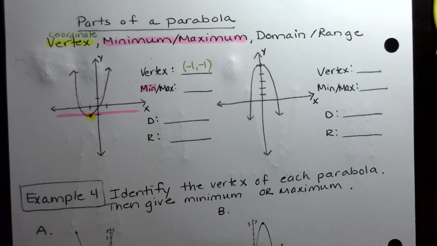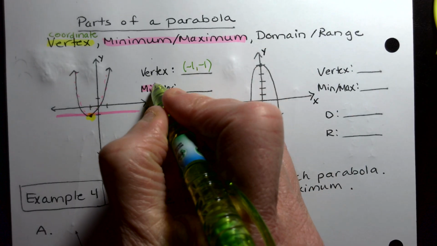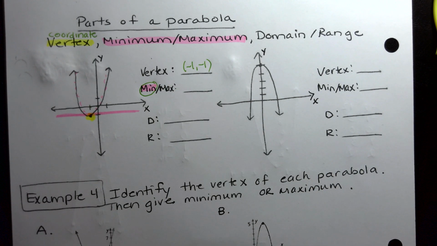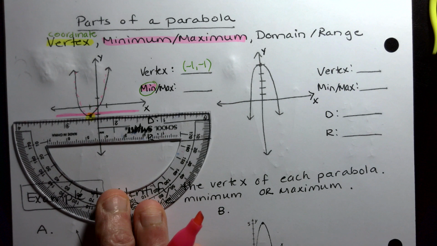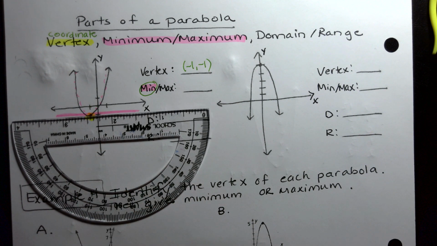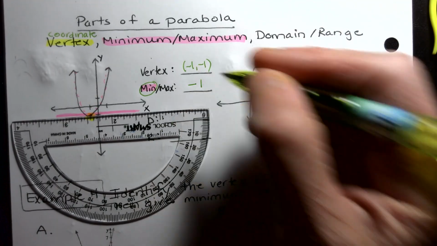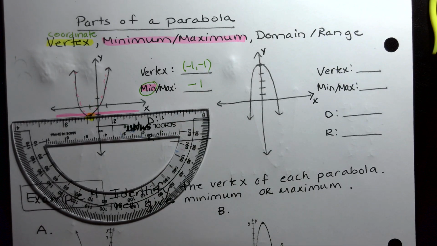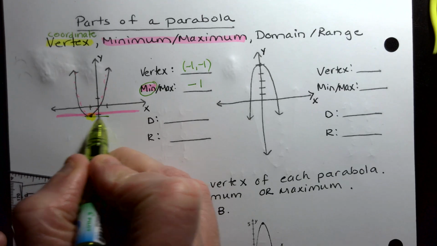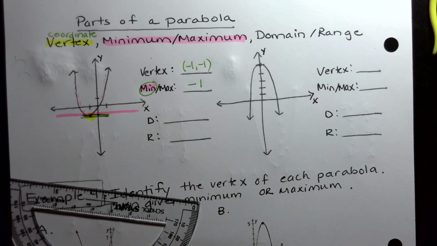So you won't do both of these. You're just going to circle which one is right. It's minimum. And then you're going to tell what it is. How do you know what it is? Just like I drew that line. Where does it cross the y-axis? At -1. That's right. So that is my minimum, -1. You don't put a coordinate for that. You just take and extend that over and see where does it cross.